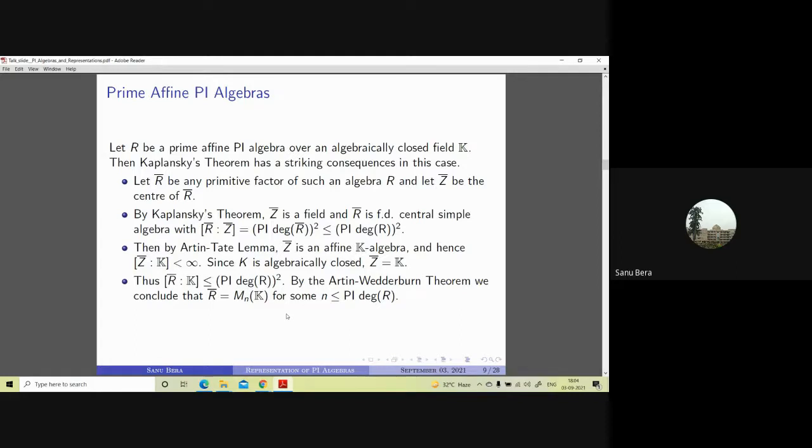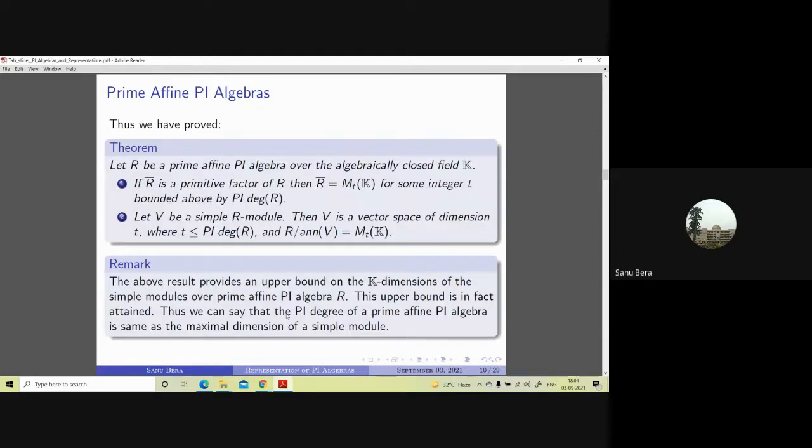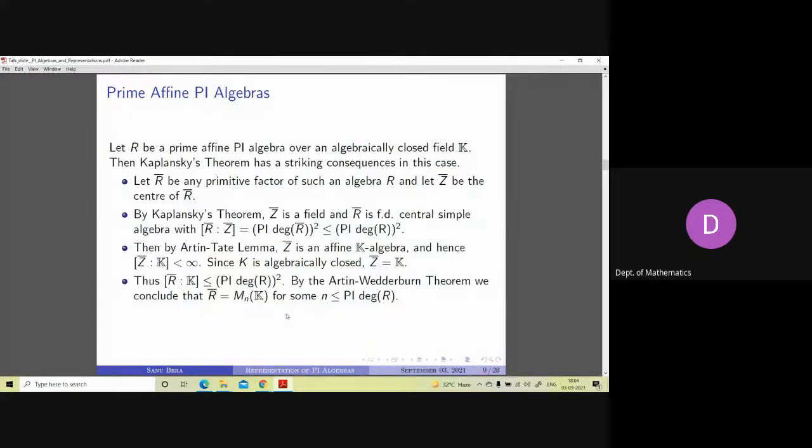In this consequence, we have proved that if we take any primitive factor, please go back to the previous slide. You are saying that in this Artin-Wedderburn theorem, we conclude that R bar is equal to M_n(K), because that is a finite dimensional central simple algebra over K. So that will be the matrix ring over some division ring, and of course a finite dimensional division ring.